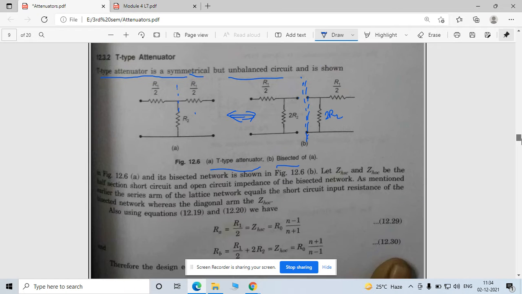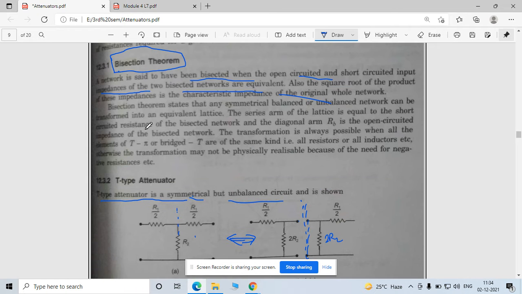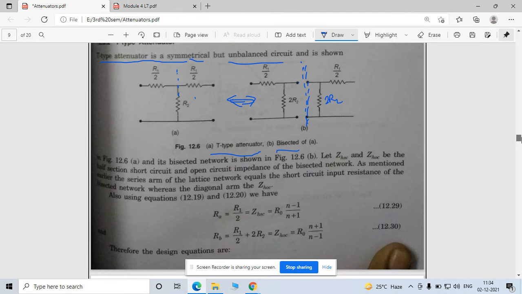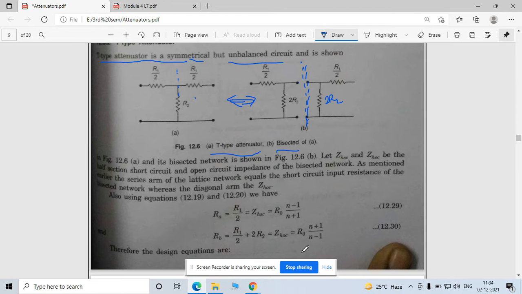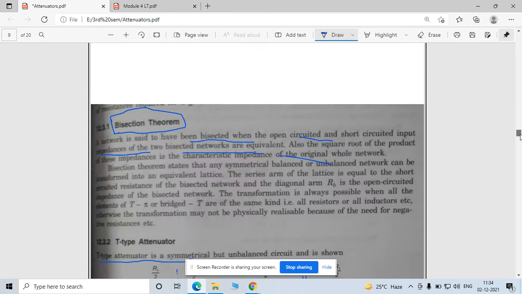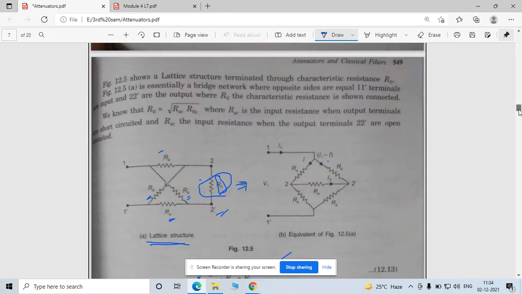Now, how to realize that? That is the advantage of this bisection theorem. Now see, RA by 2 is ZSC. Now the series impedance in the lattice form, RA represents the short circuit port, and this represents the open circuit port. This is for short circuit and this is for open circuit.